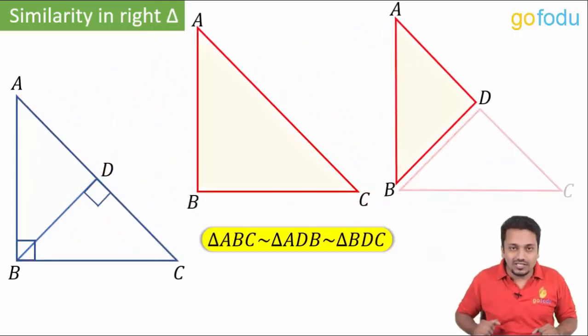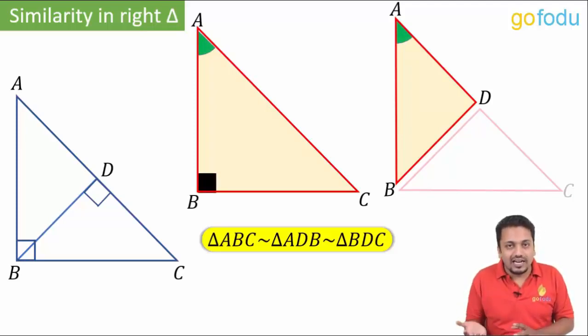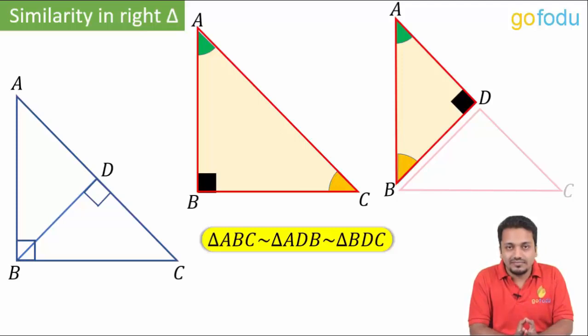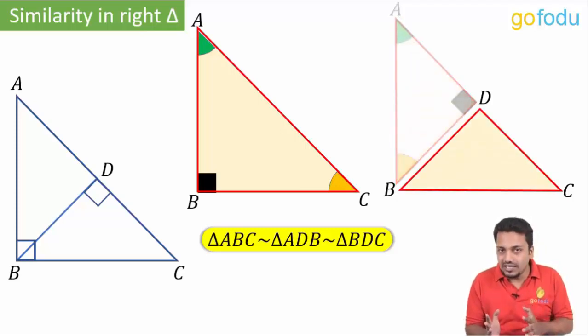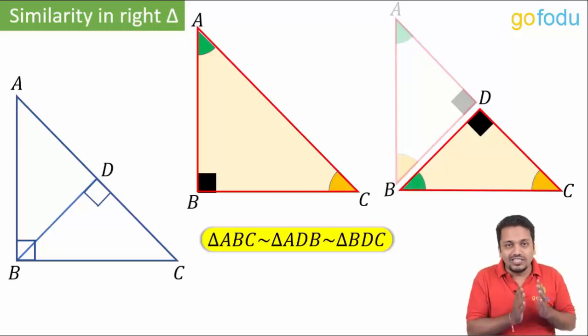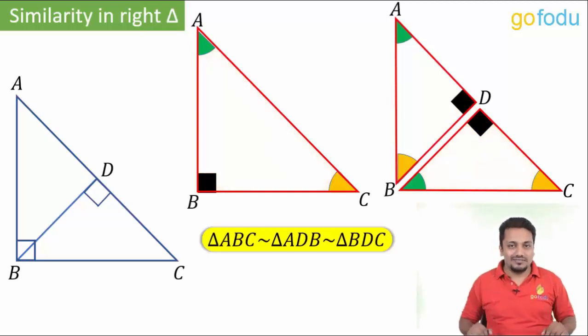Okay, pick these two first, ABC and ABD. Angle A is common, angle B is 90 degrees, and as BD is perpendicular to AC, angle D is also 90 degrees. Two angles are equal, third one will automatically be equal. So by AAA similarity, these triangles are similar. Now pick these two, ABC and BDC. Angle C is common, B and D are 90 degrees, so remaining angles will also be equal. Again AAA similarity. So these three triangles basically are similar.